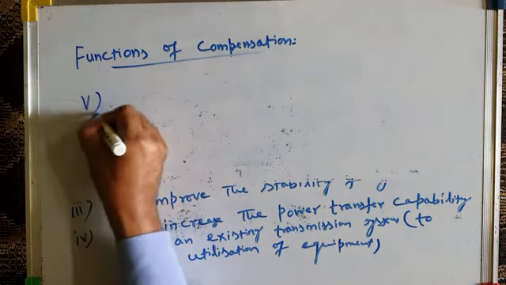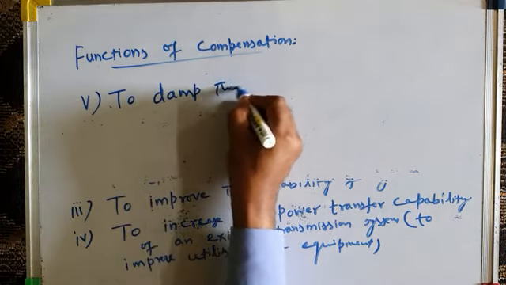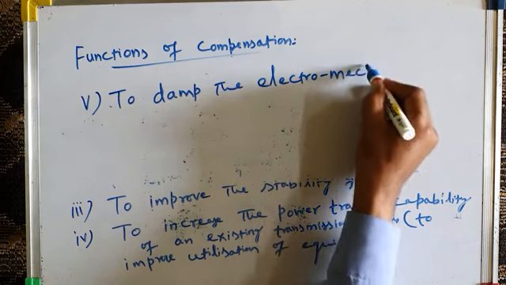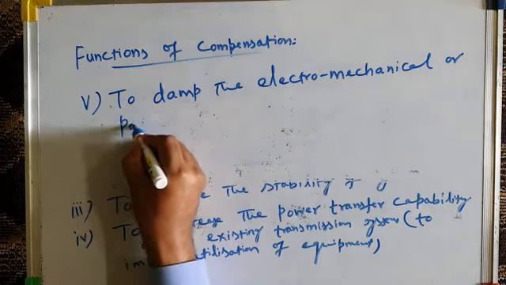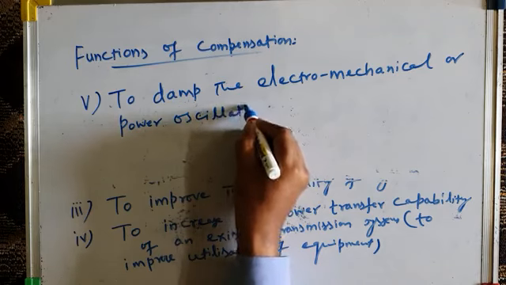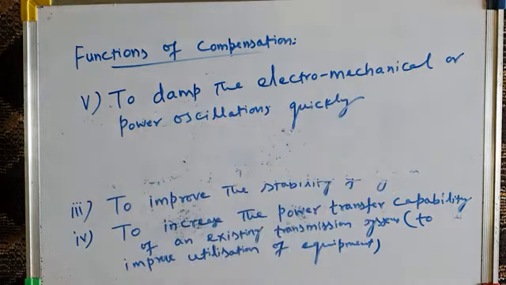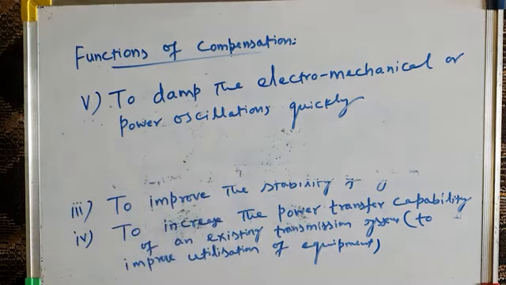Fifth and last function is to damp the electromechanical oscillations, or they are also called power oscillations, quickly. A small disturbance in the system will render your uncompensated transmission system unstable, and there may be huge electromechanical oscillations or power oscillations.